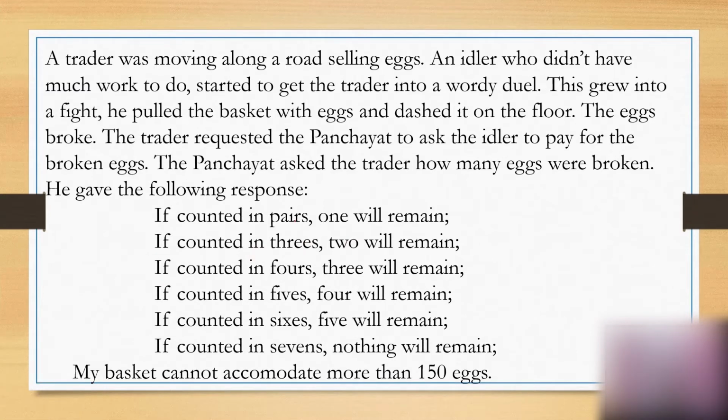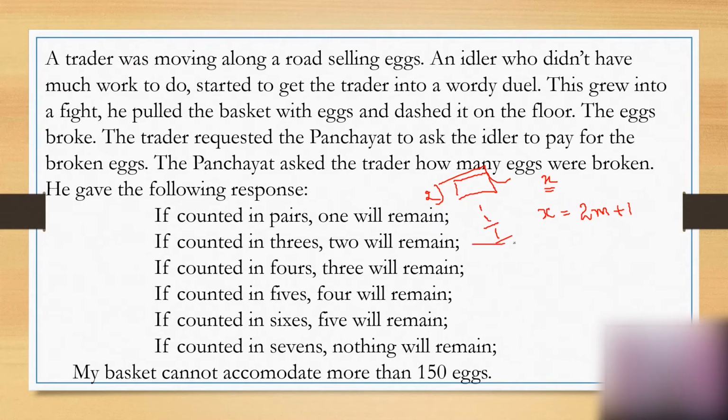Very first, what is the meaning of "counted in pairs, 1 will be left"? The meaning is, if we divide the total number of eggs by 2, 1 would be the remainder. It means the number is not completely divisible by 2; it will leave the remainder 1. So let us consider there are x number of eggs. So, x is equal to 2 times some number plus 1 as remainder.